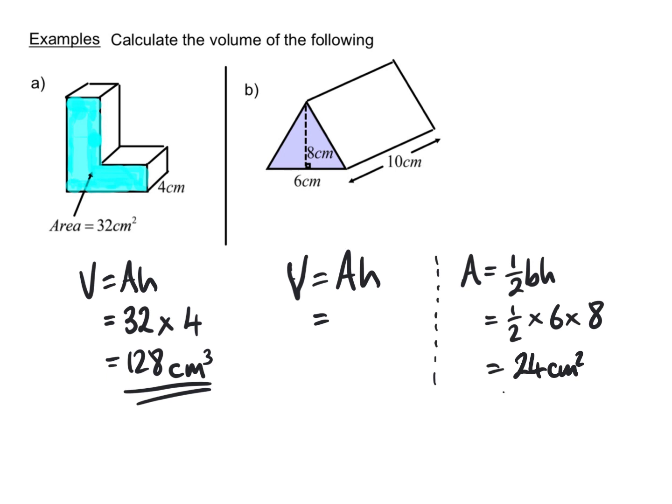What I've then got is I now know the area of that cross-section. That 24 is the area of this shape here, which means if I'm looking to find the volume, it's equal to the area of the constant cross-section, which is 24, times h, which would be the height of the shape. But in this case, we think about the height as being this length here, the distance between the triangle at the front and the triangle at the back, remember. Okay, so that is 10, and that's going to give me 240 cubic centimetres.